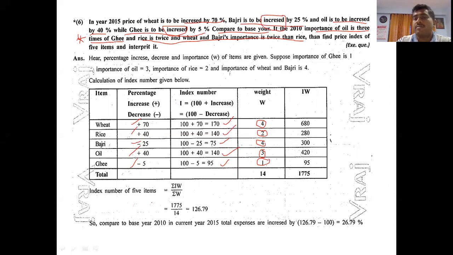Index number of 5 items, better you write common index number, right? Or you can write family budget, no issue. Otherwise you can write this also, price index number of 5 items. So again this formula, IW upon sigma W, and the final answer is 126.79. After deduction, we get 26.79%.